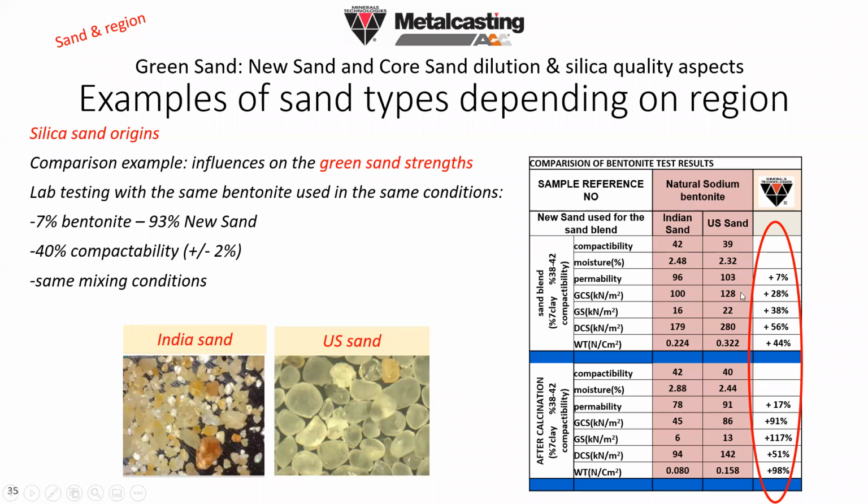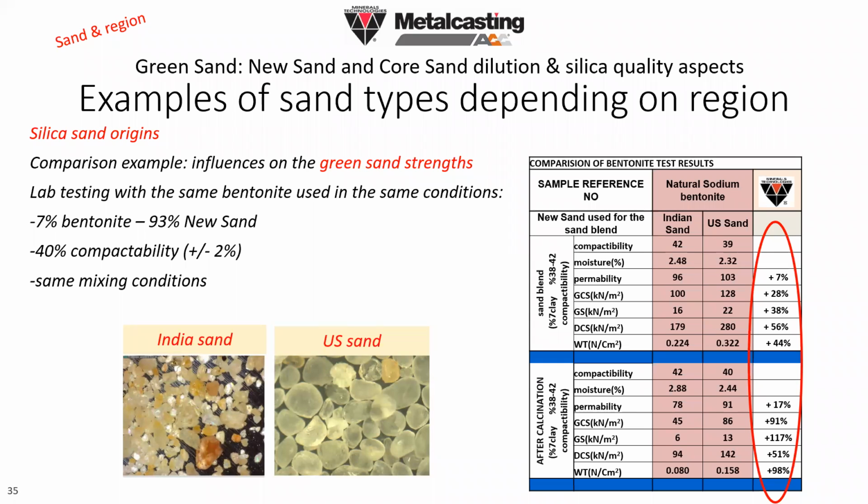From 100 to 128 is a 28% difference in terms of strength. Look, another example, dry compression strength. 56% more dry compression strength with the US sand. After calcination, the difference is even more. You can see that wet tensile strength, for example, is almost 100% higher with US sand compared to the Indian sand. So why do that?